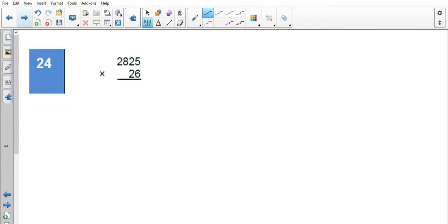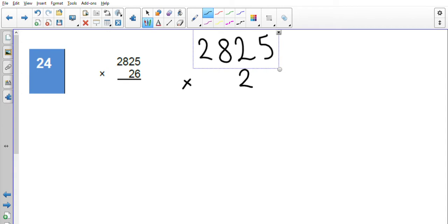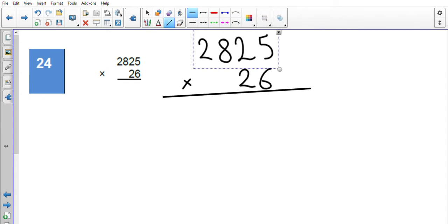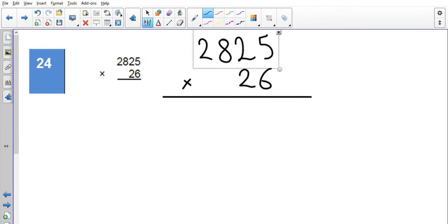Question 24 today, we have 2,825 multiplied by 26. Okay, the big thing with this one, the reason that we get these wrong is because we forget the placeholder when we're multiplying through. Okay, fairly straightforward. Knowledge of your calculations, knowledge of your times tables, you should be able to do this with relative ease. Okay, so we're going to start, we're going to do 6 multiplied by 5, which is going to give us 30, so I'm going to put the 0 down, I'm going to carry the 3.